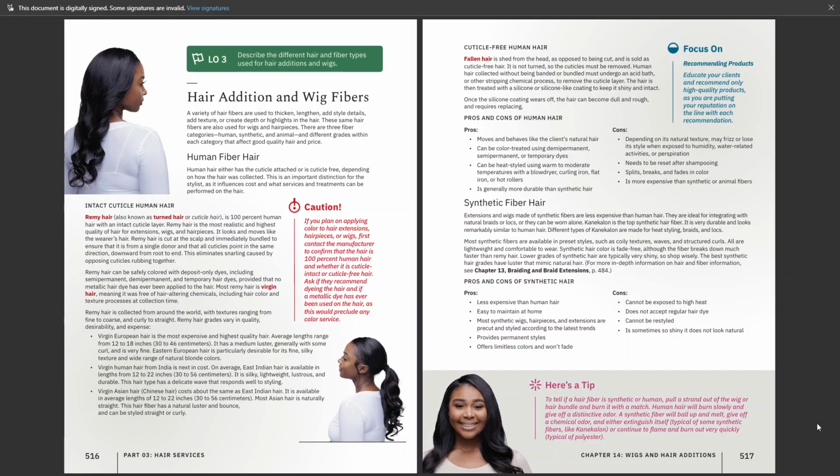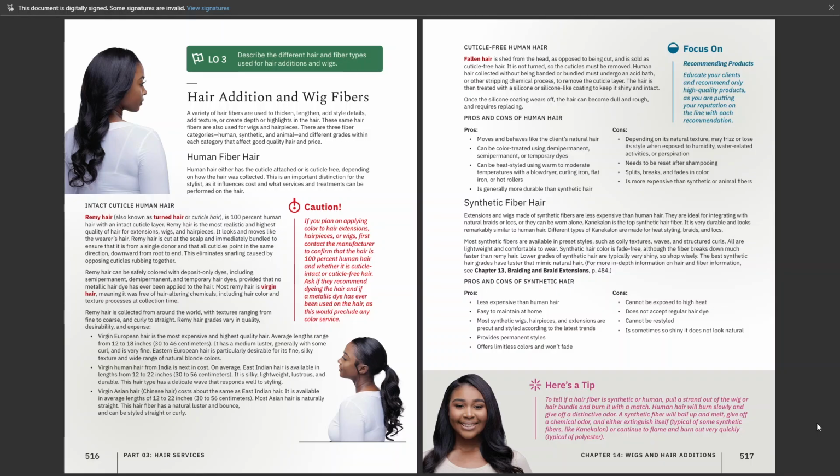Pros and cons of human hair. Pros: moves and behaves like the client's natural hair. Can be color treated using demi-permanent, semi-permanent, or temporary dyes. Can be heat styled using warm to moderate temperatures with a blow dryer, curling iron, flat iron, or hot rollers. Is generally more durable than synthetic hair.